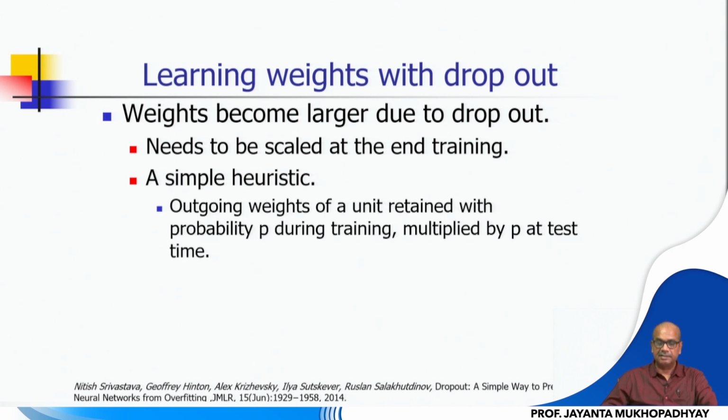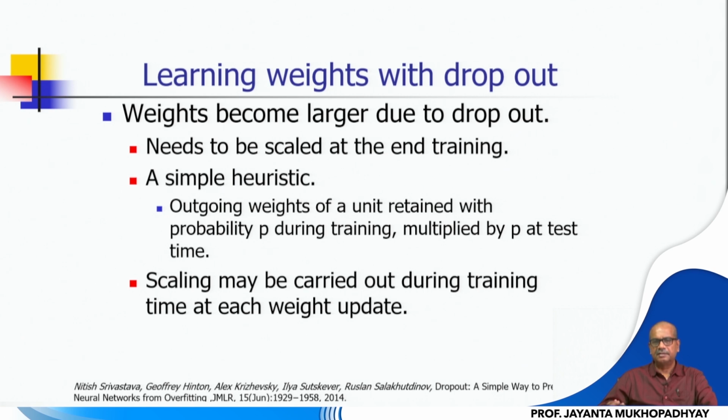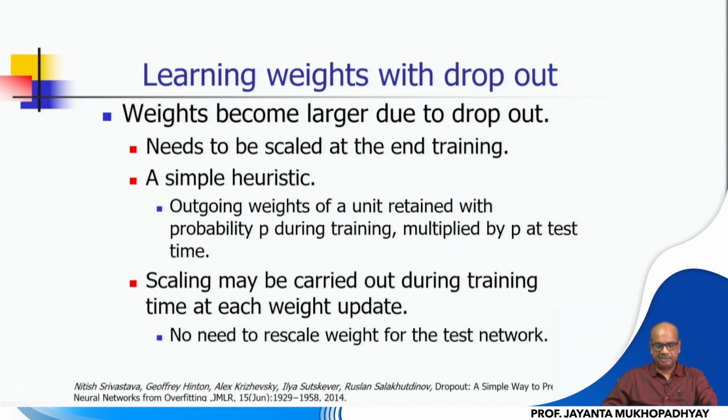A simple heuristic is that outgoing weights of a unit retained with probability P during training are multiplied by P at test time. So there is a randomness where sometimes you ignore the weight and sometimes you take the weight. The probability P could be very high naturally, and with a small probability you drop that weight. Scaling may also be carried out during training time at each weight update. Then there is no need to rescale weights for the test network.